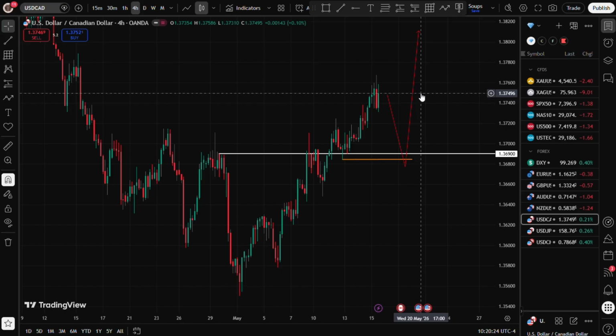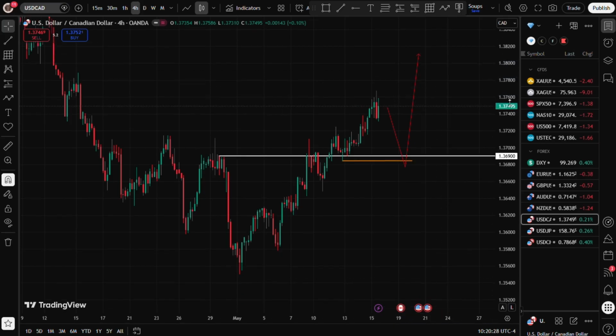All right, so this is the narrative for the coming week, and if you are going to be trading alongside this narrative, do ensure you use appropriate risk management sizes and make sure you do not over leverage.